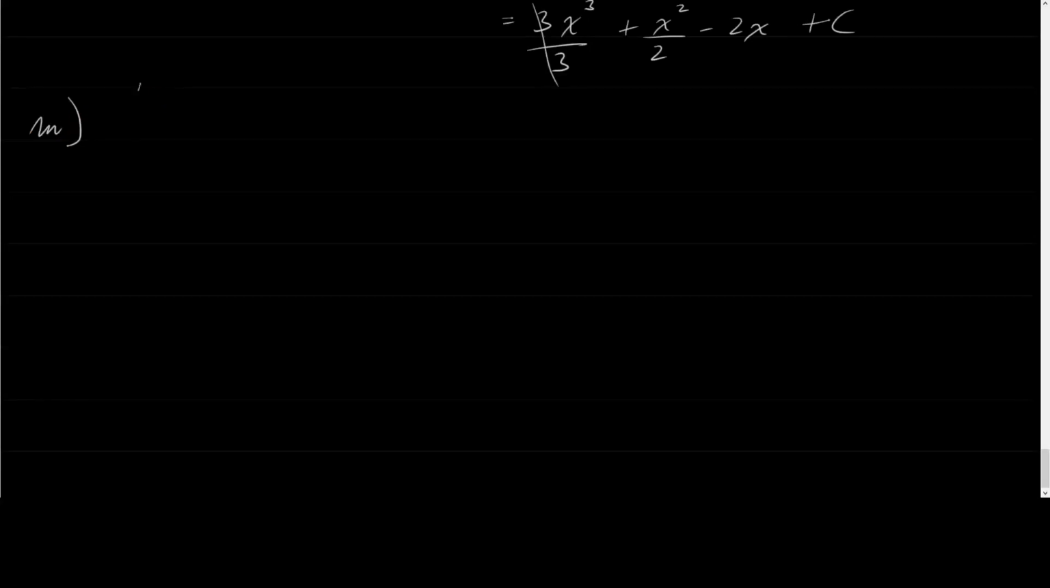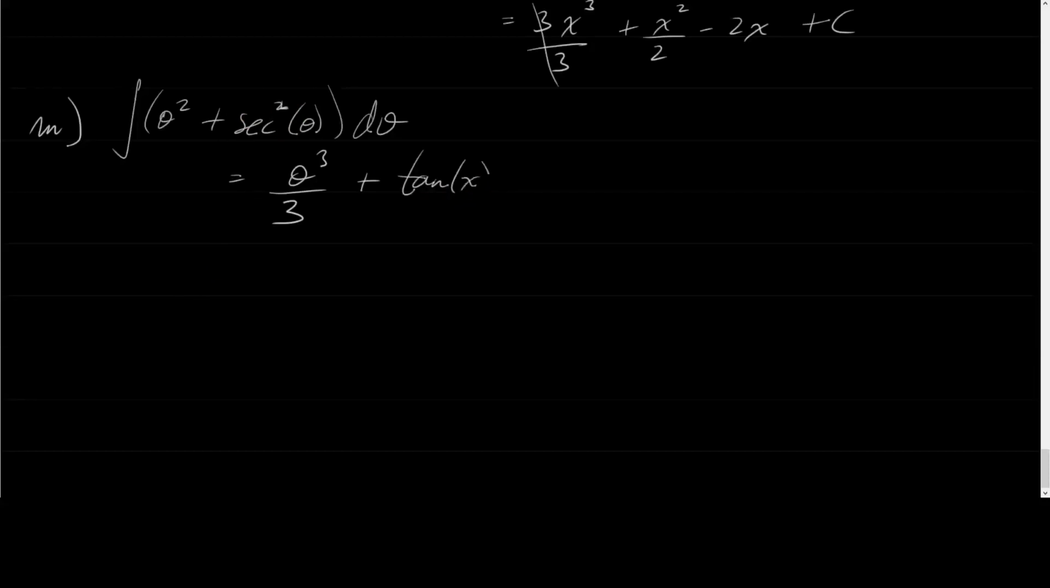Let's say that I had the antiderivative of theta squared plus secant squared of theta, d theta. Notice here that, well, this is different, but only because I'm using theta as our variable. In general, the process is the same. Add 1 to the exponent, so what do I get here? I get theta cubed. Add 1 to the exponent, divide by the new exponent, plus the antiderivative of secant squared was tangent, plus c.